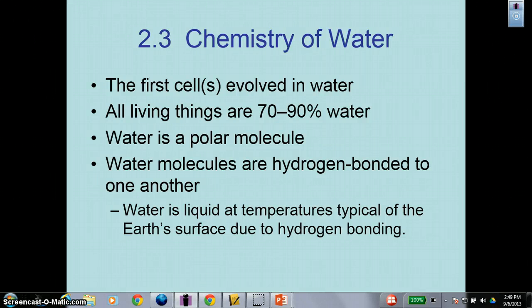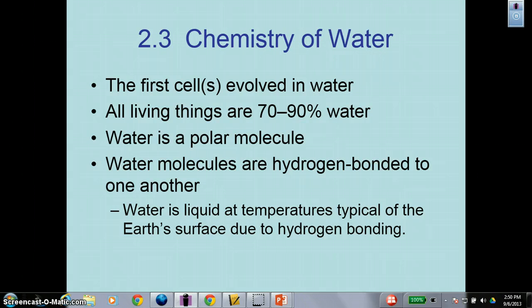Section 2.3 covers the chemistry of water, and we're going to build on what we learned in the last lecture about the polarity of the water molecule and the hydrogen bonding that occurs between the molecules, and look at the chemistry of water a little bit more. According to your textbook, the first cells evolved in water, and we know that all living things are 70 to 90% water. The Earth, in fact, is 75% water.